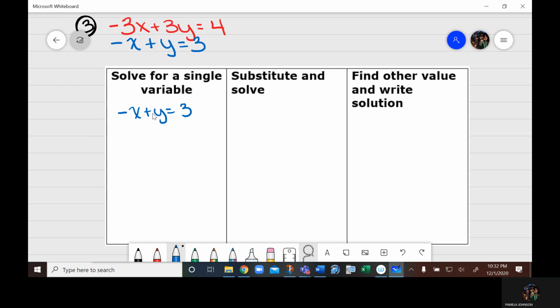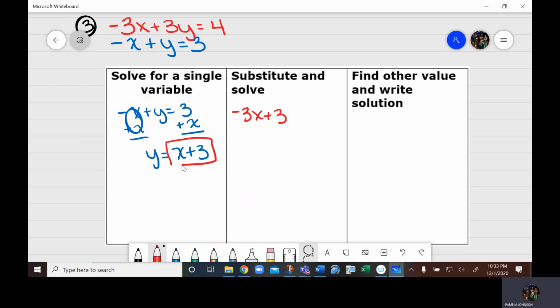Okay, so I'm actually going to add x to both sides. Okay, so that's going to cancel out. We're going to have y equals x plus 3. That's my equivalent expression for y. So I'm going to go to my red equation now. Negative 3x plus 3. And instead of y, I'm putting in x plus 3.